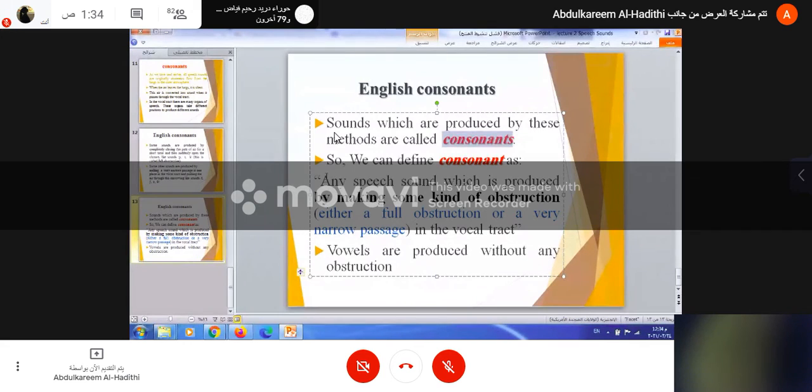If we try to define the word consonant, إذا أريد نعرف كلمة consonant نقول the consonant is a sound which is produced by making some kind of obstruction in the vocal tract.